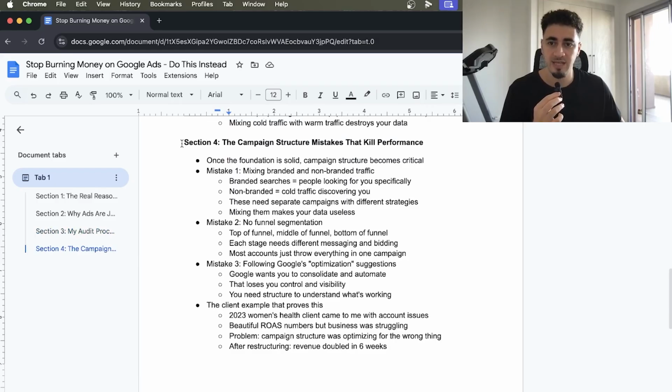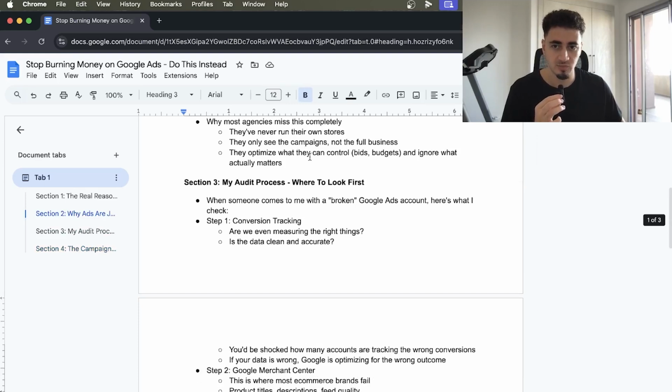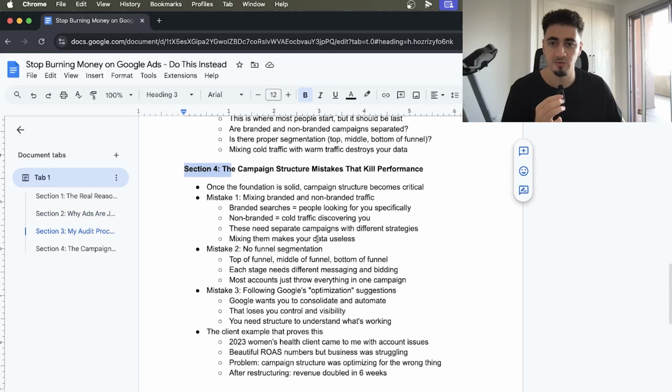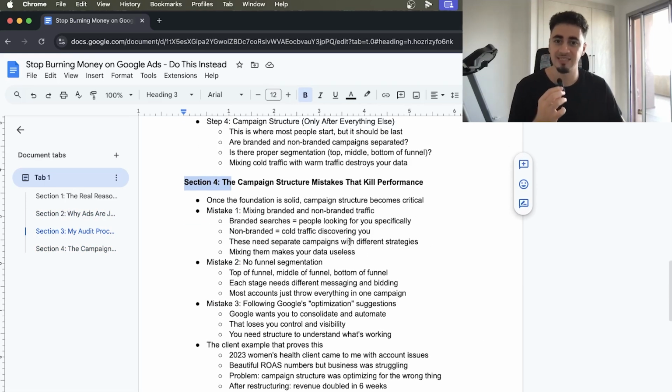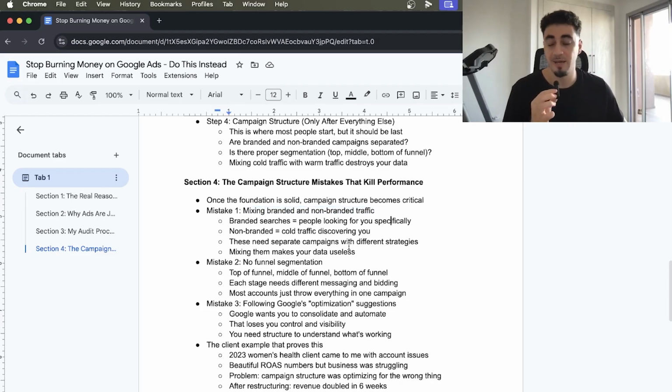All right, now let's dive into section 4, which is the campaign structure mistakes that kill performance, right? So this is after you've done section 1, section 2, section 3. Section 4 is where we talk about the campaigns and the nitty-gritty stuff. So like I previously discussed, make sure you don't mix branded and non-branded traffic. I'm not going to get too technical here, because it might overwhelm some of you, and there are really good strategies you can use to segment top of funnel, middle funnel, bottom of funnel. But view this as a very strong overview on how to structure your account.